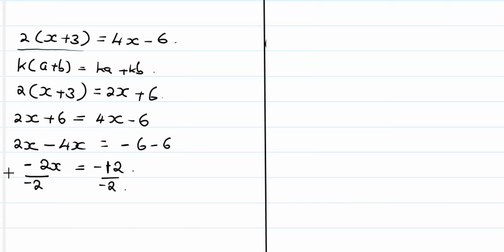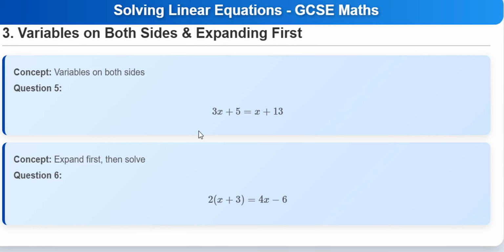And when I do so, this negative 2 goes with that 1 and we remain with the x. Then is equals to negative 12. This negative goes with this one, then 12 divided by 2 is 6. So x becomes 6. That is the answer to that question.